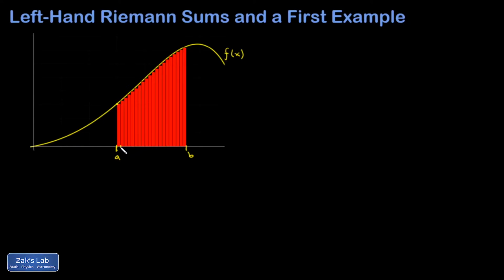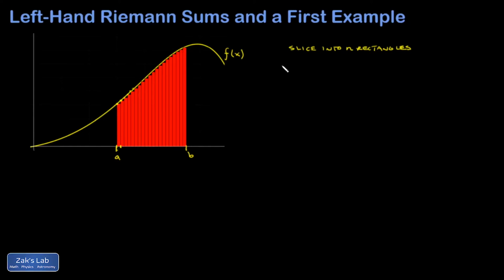Then I can move over one step and I use the left end of that subinterval to get the height of the second one, and so on and so on. And I'm not particularly interested right now in how many of these things there are. I'm going to say that I sliced it into n rectangles. So we slice into n rectangles.